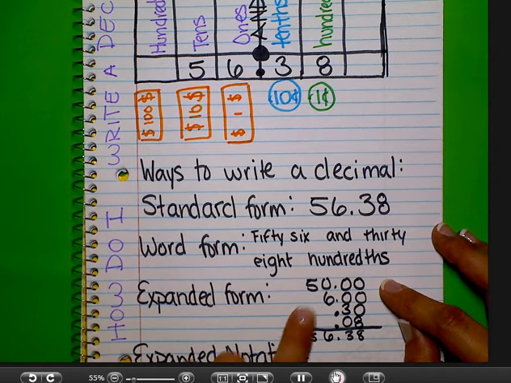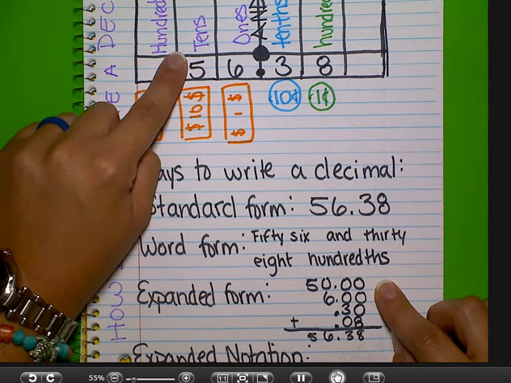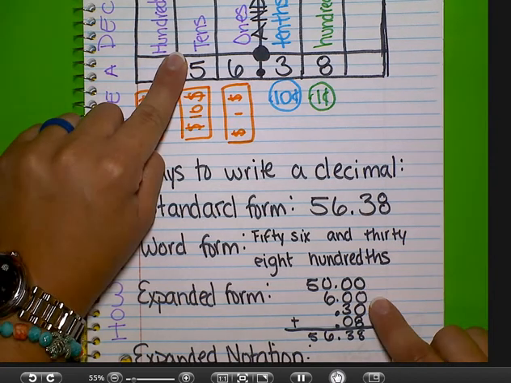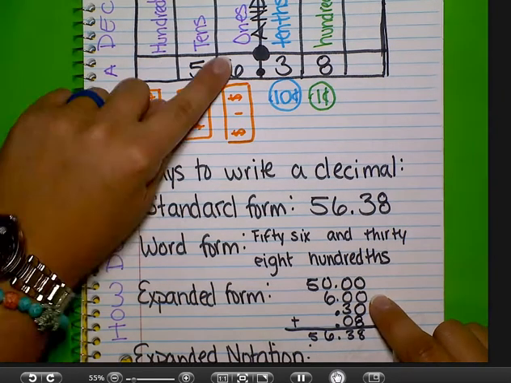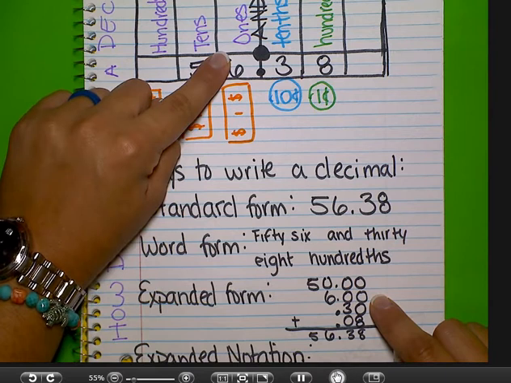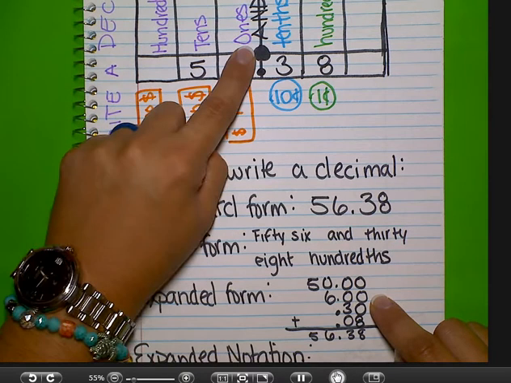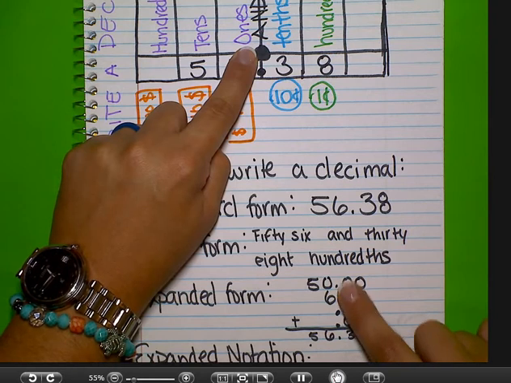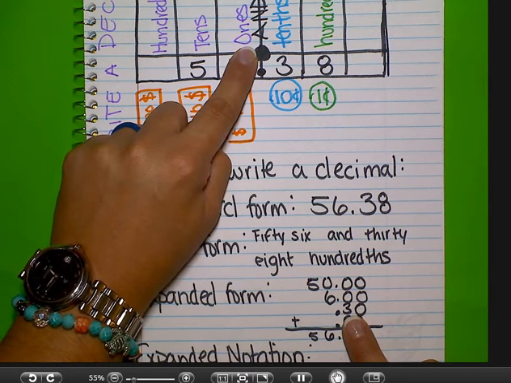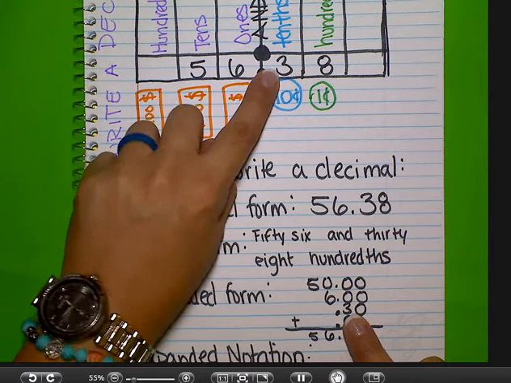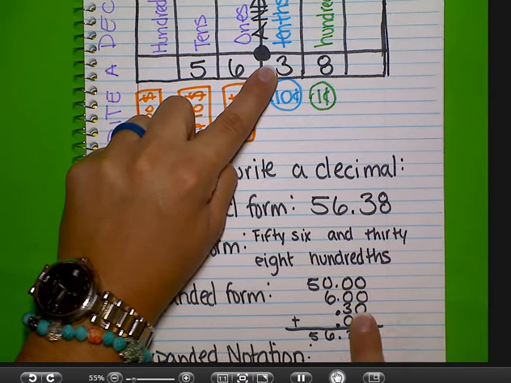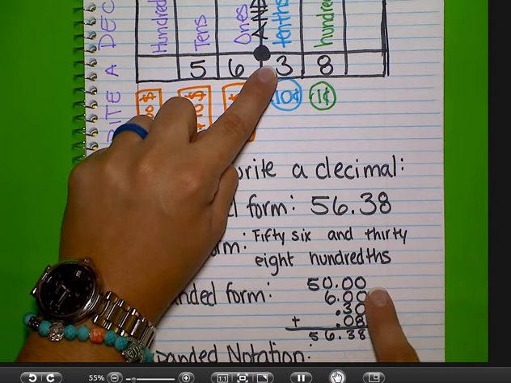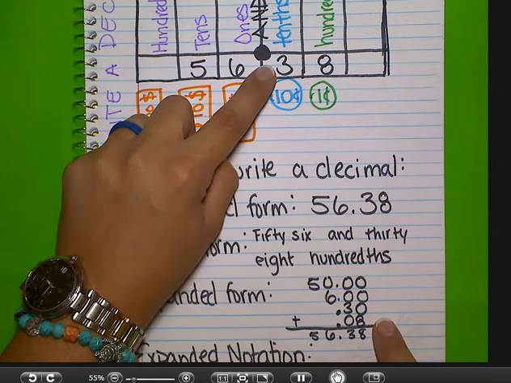So the 5 is in the tens place. So that makes it 50. The 6 is in the ones place. So that makes it 6. We have to make sure to put the decimal and line them all up. They should be structured so they all line up right here. Now, we have 3 tenths, and we want to make sure we have the trailing zeros every time. Because if we don't, we get a little confused, and we don't want that to happen.